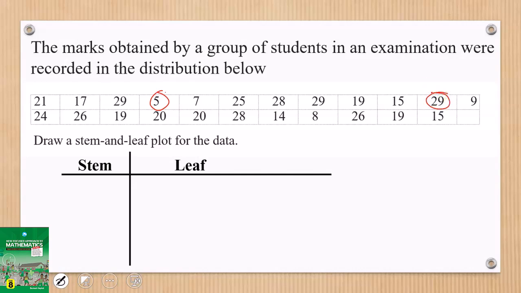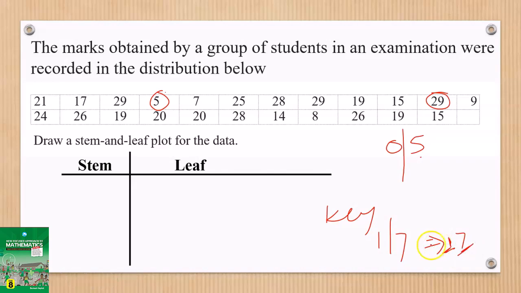In that case, we can have our stem to be 0 and 5, where the 0 represents the stem and the 5 represents the leaf. And you can also create a key by saying that anytime we see maybe 1|7 like this, it means 17. So that means the tens column becomes the stem, and then the ones column becomes the leaf. So you always create your key for that matter.